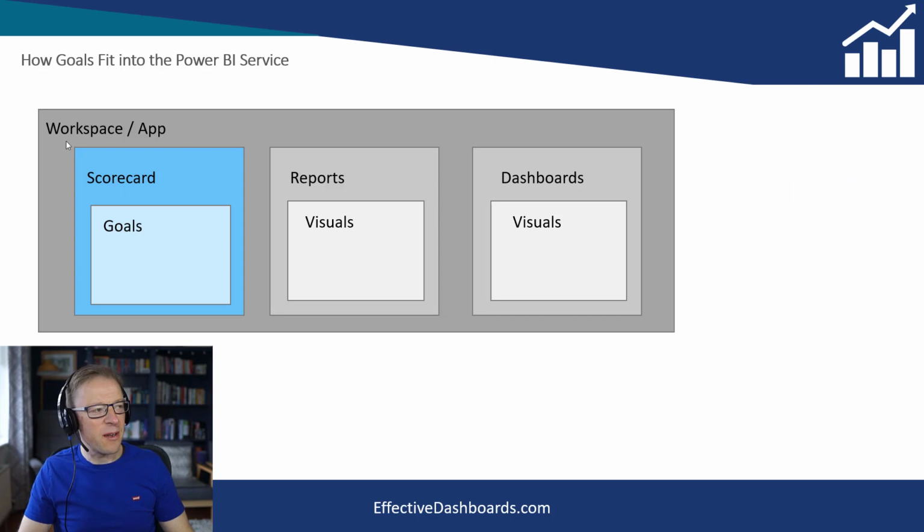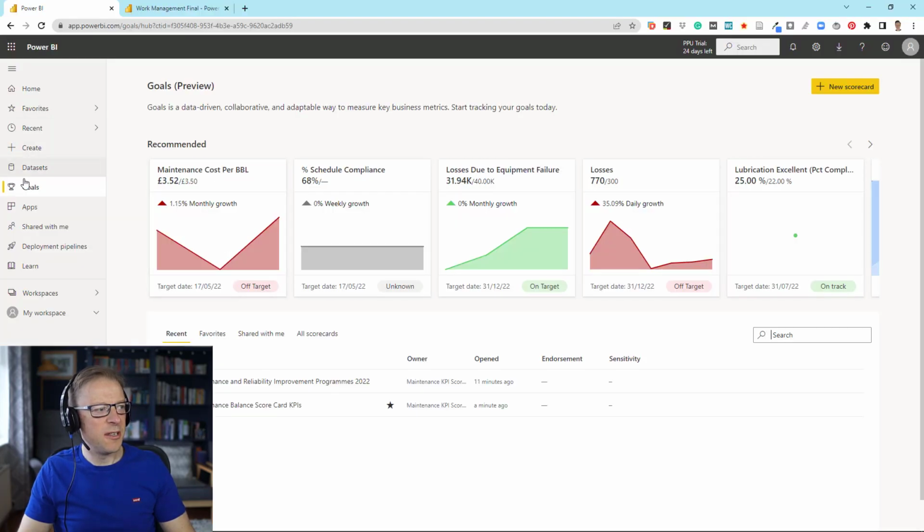Okay, so what we've got here is the workspaces and apps, and within these workspaces and apps we've got scorecards, and within scorecards we've got goals. So that's the hierarchy there. They sit at the same level as reports and dashboards, so these can also be added into an app. So you can have scorecards, reports and dashboards all in the same container. So once you're in the goals, we'll go and create a new scorecard.